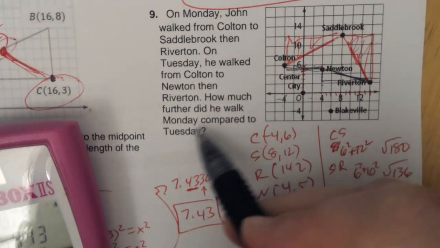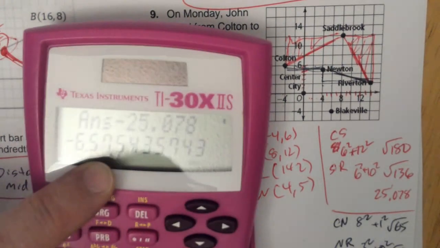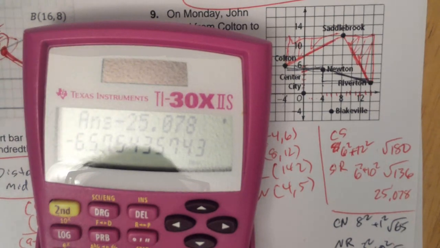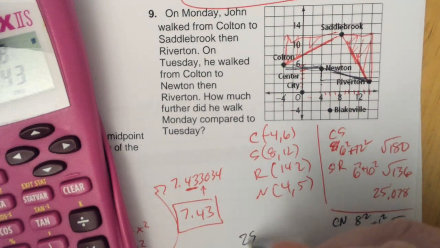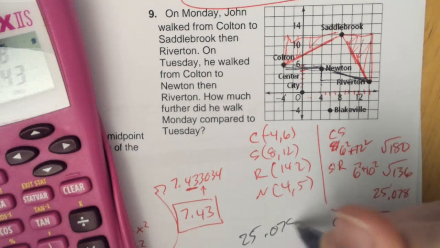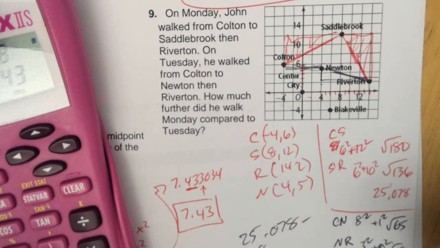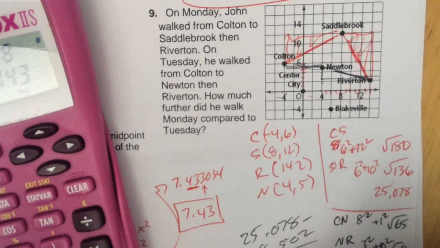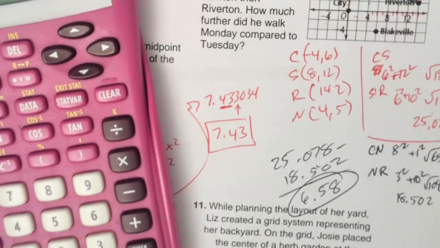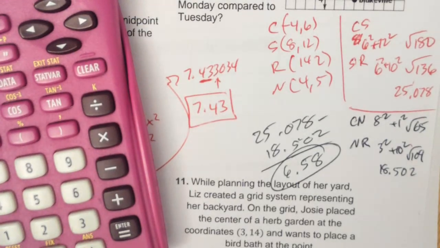And then if we subtract those two, 25.078 and a bunch of stuff, we get roughly 6.57. So how much further did one walk than the other? Approximately 6.6 miles. So we subtract those. 25.078 minus 18.502, we get approximately 6.58. And that's the answer. So we subtract those two numbers, and that was fine. So roughly there. And they didn't say anything about rounding, so we're okay.